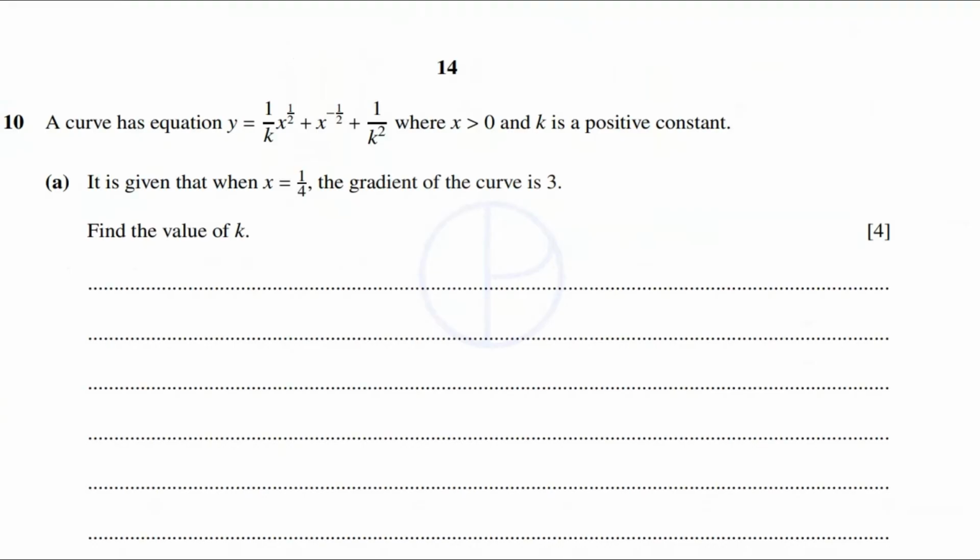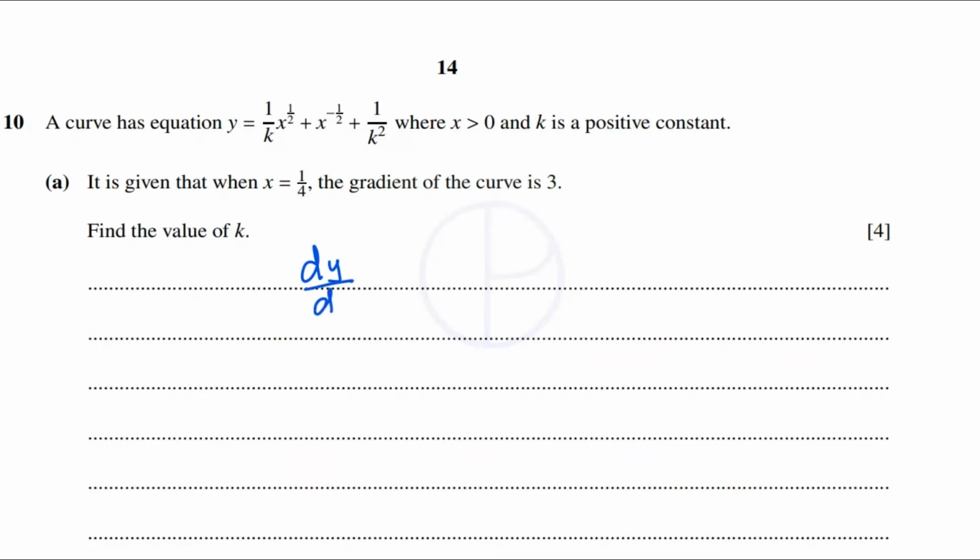Next, question number 10. A curve has equation y is equal to 1 over k multiplied by x power 1 over 2 plus x power negative 1 over 2 plus 1 over k square, where x is greater than 0 and k is a positive constant. It is given that when x is 1 over 4, the gradient of the curve is 3. Find the value of k. So the gradient of the curve is 3. What is gradient? dy by dx. Let's find out what dy by dx is.